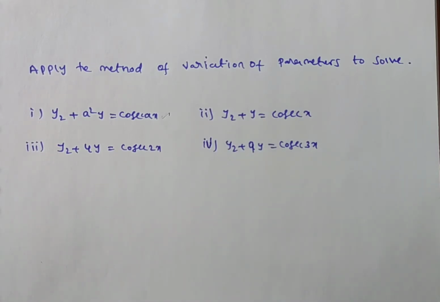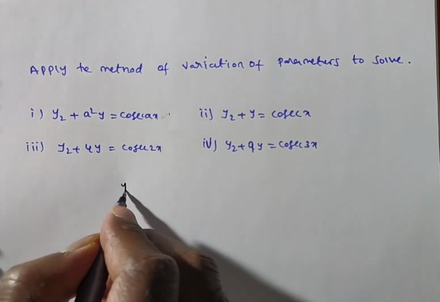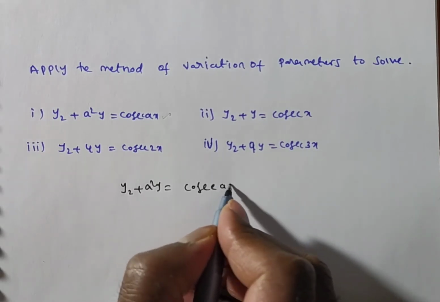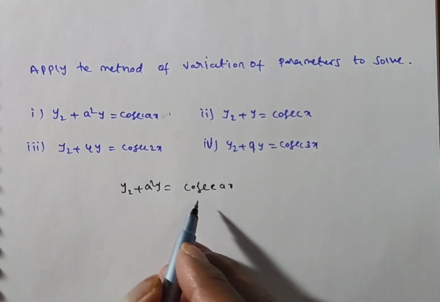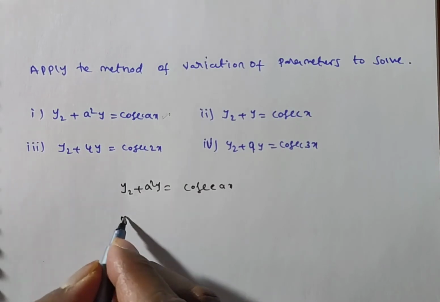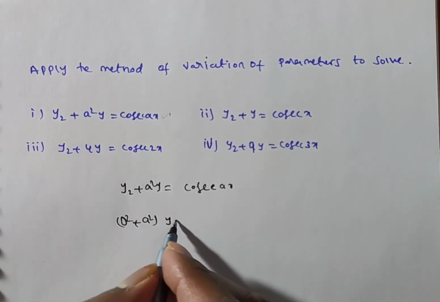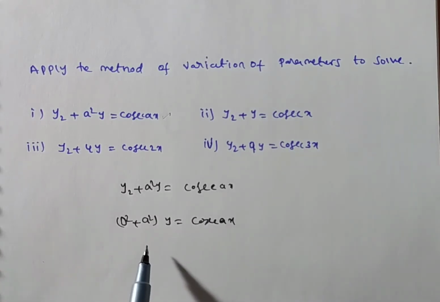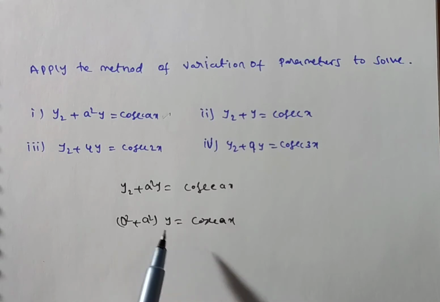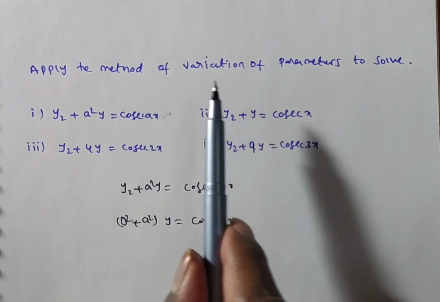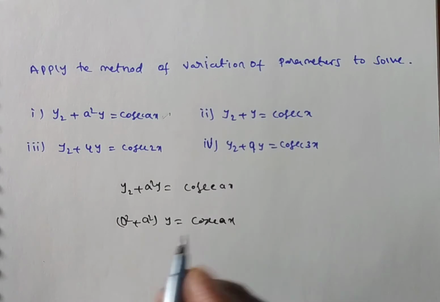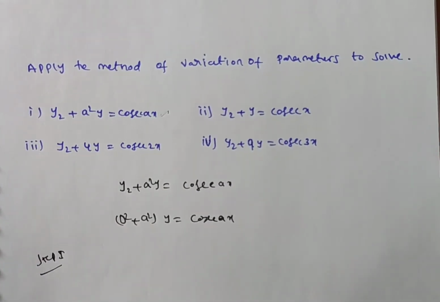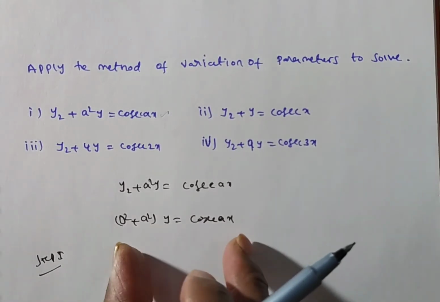Now you observe the given problem is y'' + a²y = cosec(ax). How can we write this in operator form? (D² + a²)y = cosec(ax). Friends, we can solve this problem by the general method, but it is mentioned clearly to apply the method of variation of parameters. So first, we have to rewrite it in the standard form.